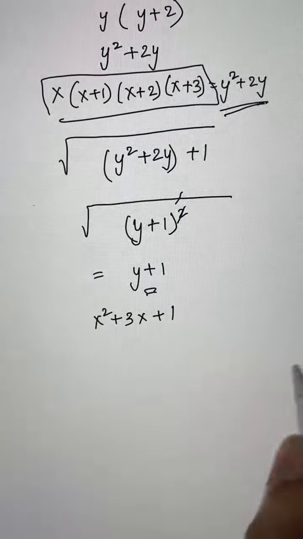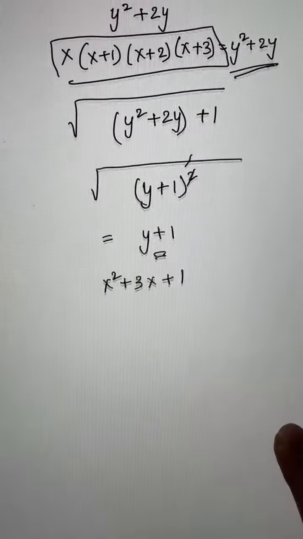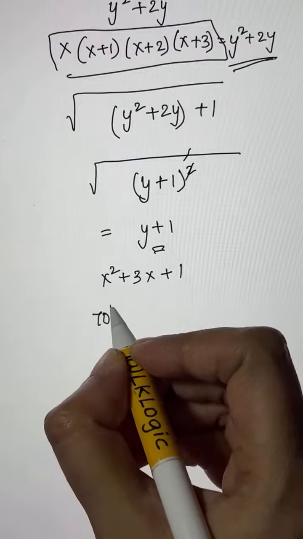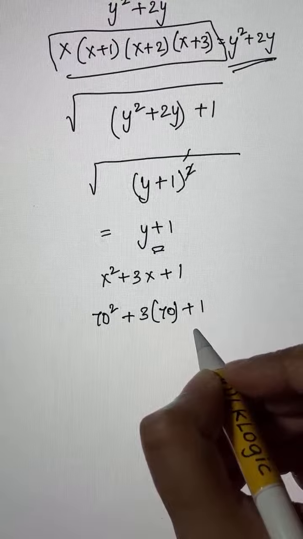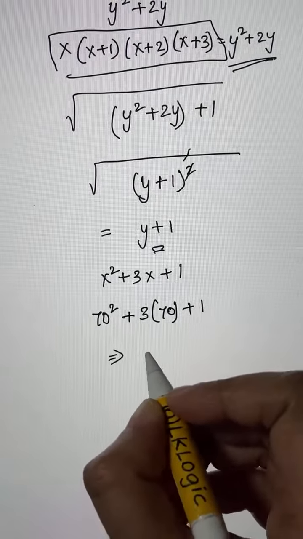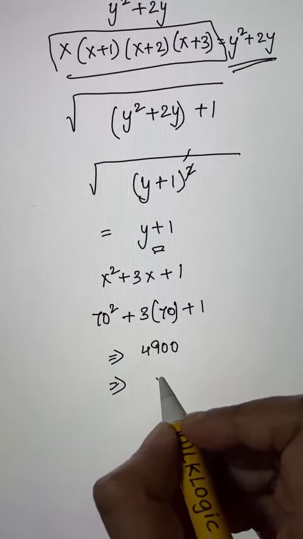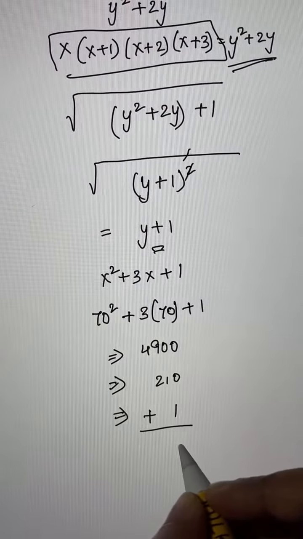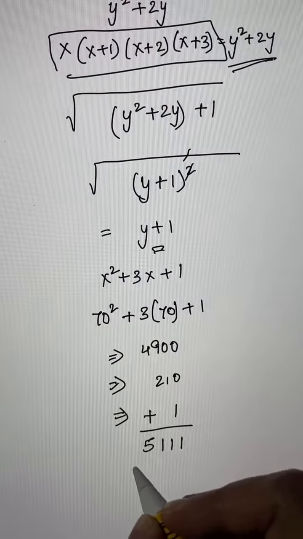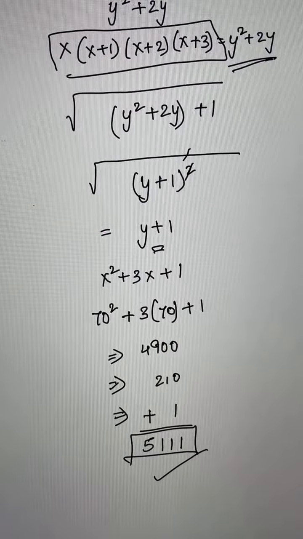So what's x? 70. Let us put it back. 70 squared plus 3 times 70 plus 1. 70 squared is 4900. 3 times 70 is 210. And you have 1. Add them all together: 1, 1, 1. That's your answer: 5111.